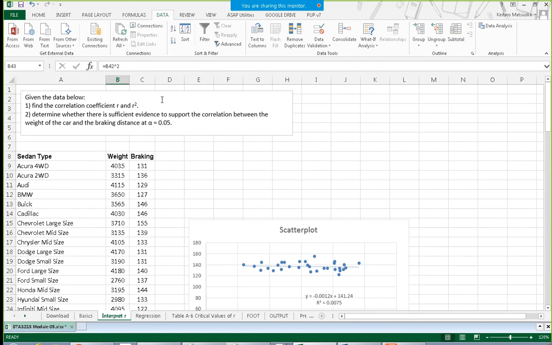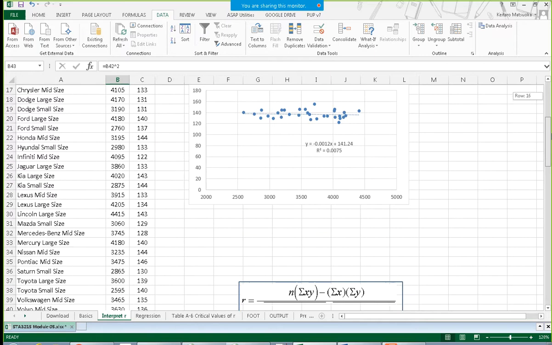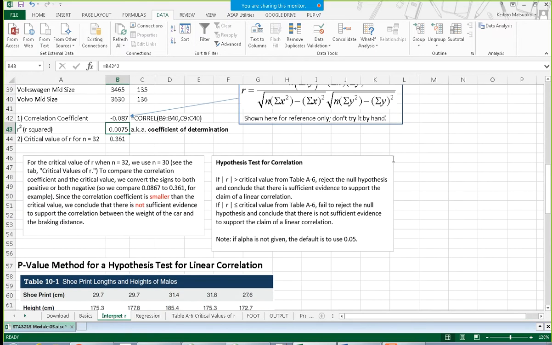So that's number one. Now, determine whether there's sufficient evidence to support the correlation between the weight of the car and the braking distance at alpha 0.05. So how do we do that? Here's the rule.